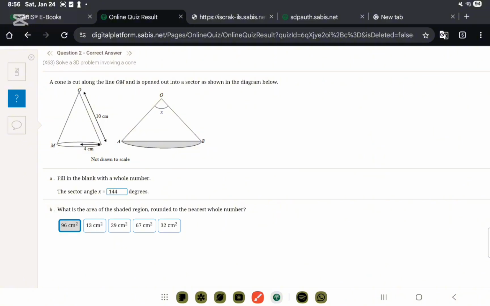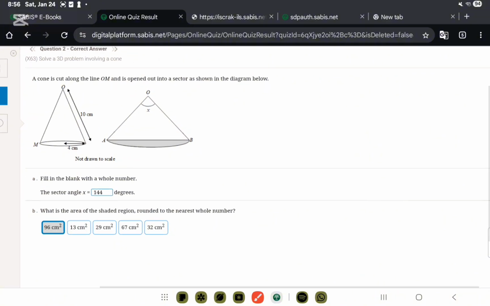Oh my god. Okay, so we have a cone cut along the line OM. It's opened into a sector shown below. To find the sector angle x, we need values. We have our length, which is 10. So I'm just gonna write L equals 10, and our radius is equal to 4.